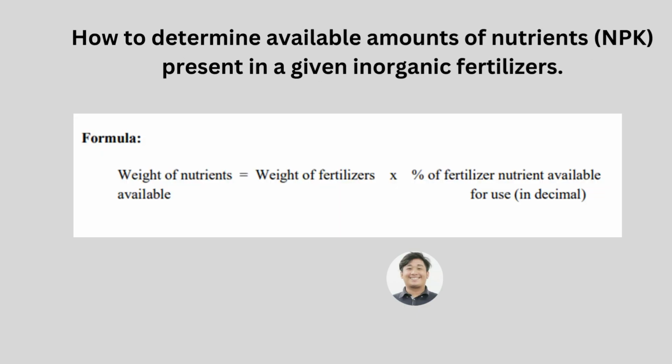How to determine the available amounts of nutrients present in a given inorganic fertilizer. The formula is: the weight of the nutrients available equals the weight of the fertilizer times the percent of the fertilizer nutrient available for use.